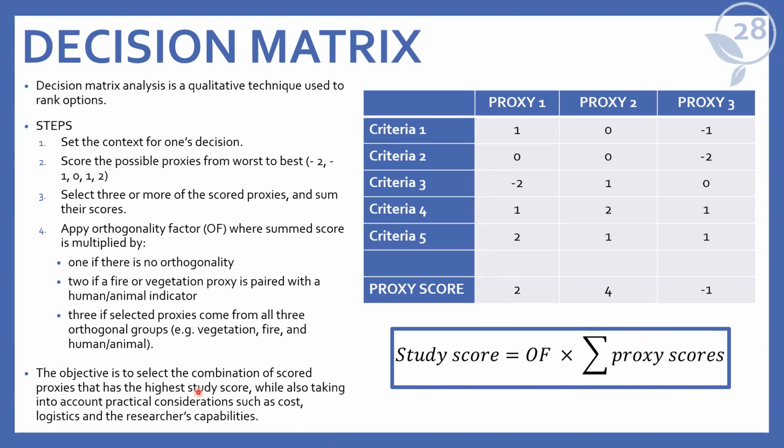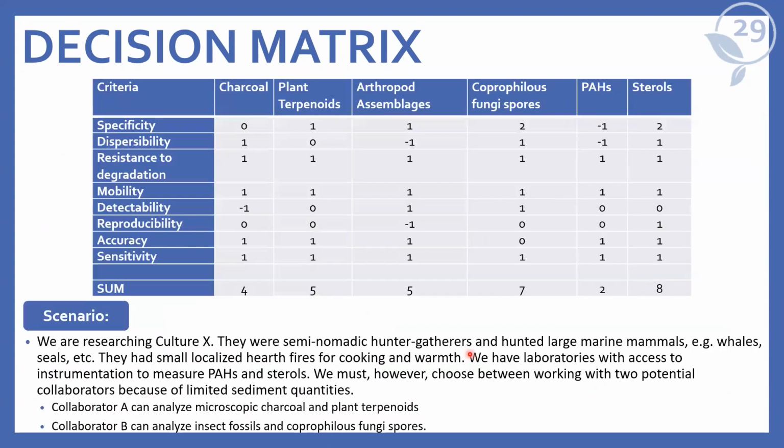So the objective is to select a combination of scored proxies that has the highest study score while also taking into account practical considerations such as cost, logistics, and researcher capabilities. So how do you apply this? I'm going to walk you through a scenario that we outlined in the paper.